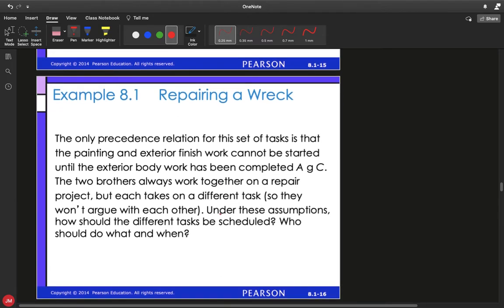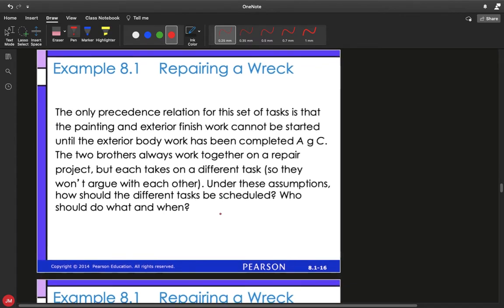Now, the only precedence relation that we're going to have for this is that the painting and exterior finish work cannot be started until the exterior body work has been completed. In other words, that A precedes C. The two brothers always work together on a repair project, but each takes on a different task, so they won't argue with each other. Under these assumptions, how should the different tasks be scheduled? Who should do what and when?